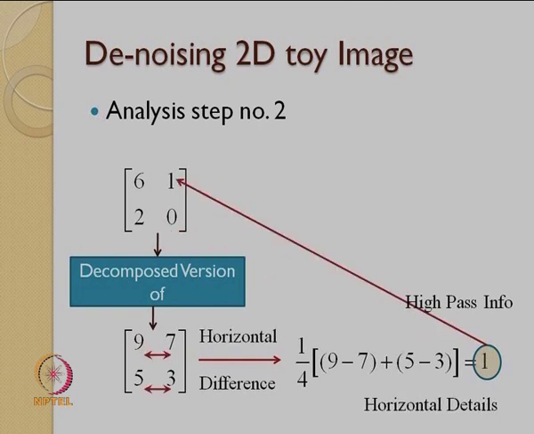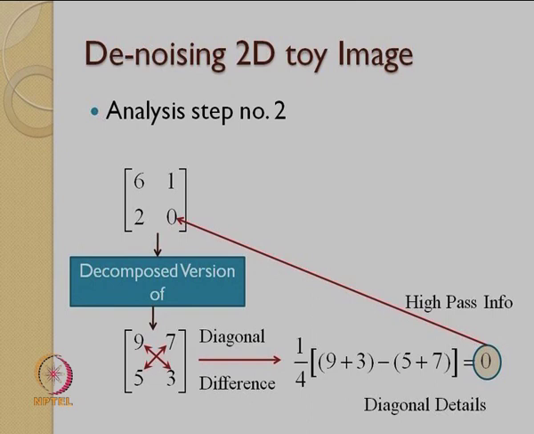Correspondingly, I can also say that 1 is indeed equal to 1 by 4 into 9 minus 7 plus 5 minus 3. So, this is an average of the difference in columns, and then 0 is equal to 1 by 4 into 9 plus 3 minus 5 plus 7. So, this is the average of difference between the diagonal elements. And so, these coefficients have great significance, and they are going to take us to how to find out the final matrix when it comes to transforming the underlying image into a wavelet space.